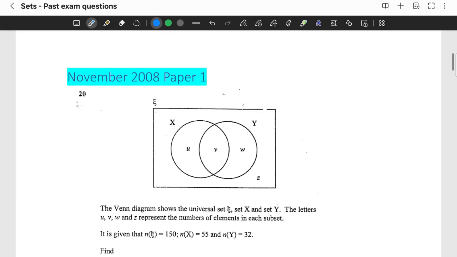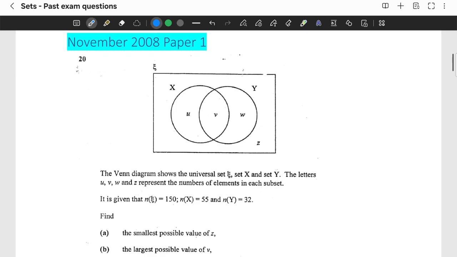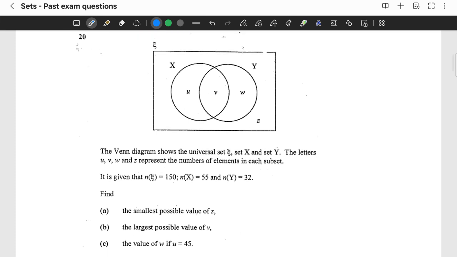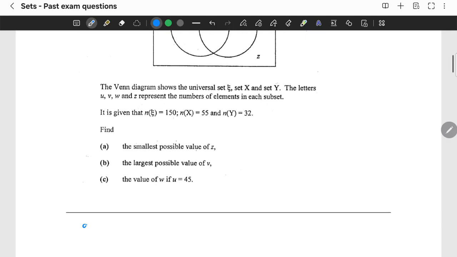And then the next one, we have November 2008, paper 1. It says, the Venn diagram shows the universal set and set x and set y. The letters u, v, w, and z represent the numbers of elements in each subset. It is given that the number of elements in the universal set is 150, number in x is 55, number in y is 32. Find the smallest possible value of z. So z is what is outside of x and y, but is still part of the universal set.